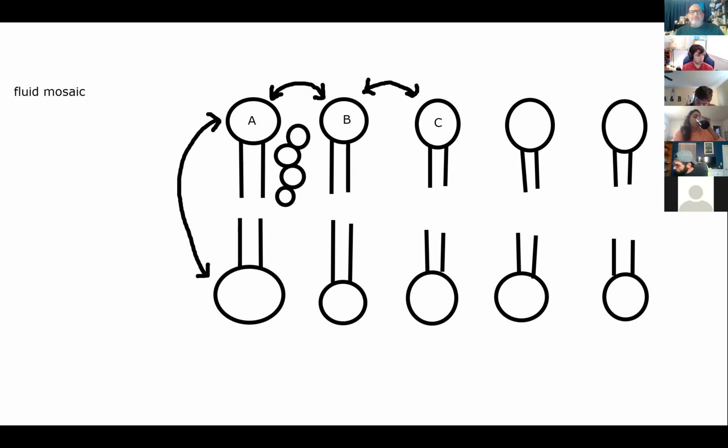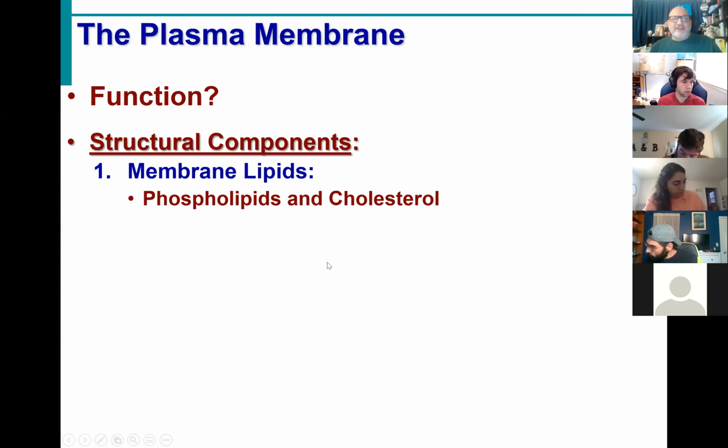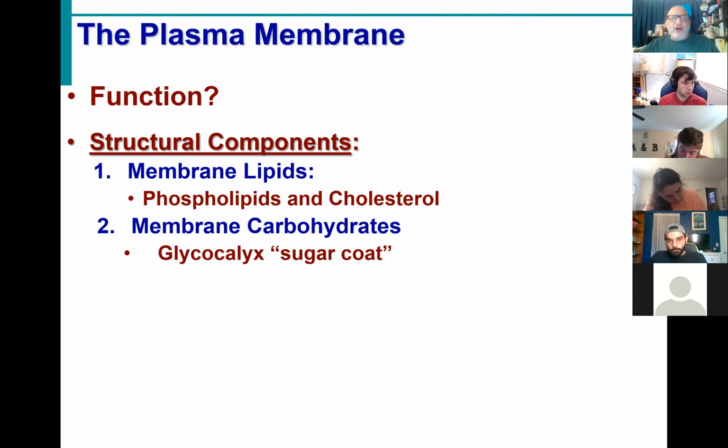So again, one of the primary structures of our plasma membrane are those membrane lipids, phospholipids, but also that cholesterol as well. However, lipids are not the only thing that we find in our plasma membrane. There are also going to be some carbohydrates. There are several different types of carbohydrates. Most of these carbohydrates are found on the outer surface.